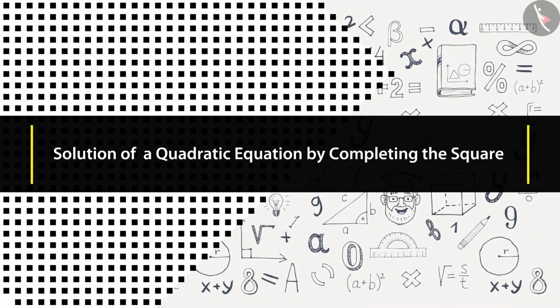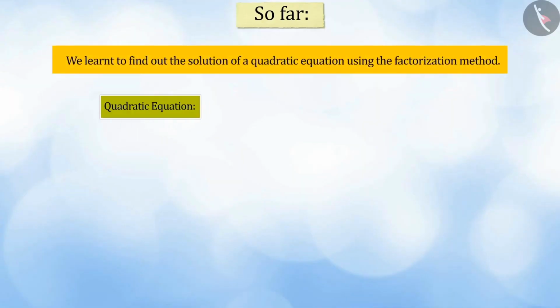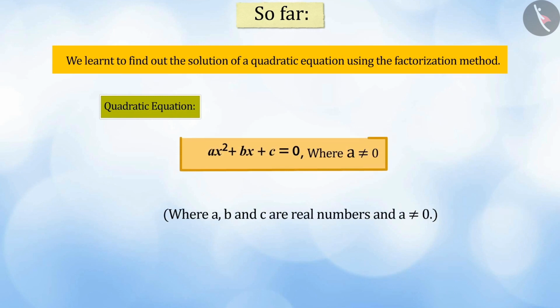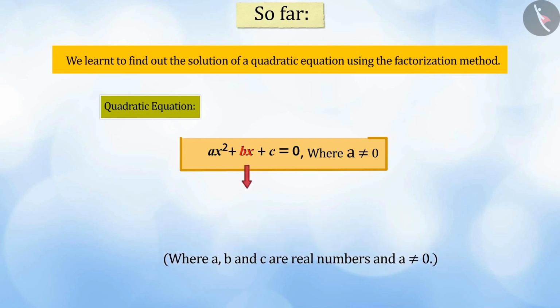Hello everyone, welcome to this video. In our previous video, we learned to find the solution of a quadratic equation using the factorization method, in which the middle term is in the form of bx, where the coefficient b of x is equal to the sum of two factors and the product of a and c.